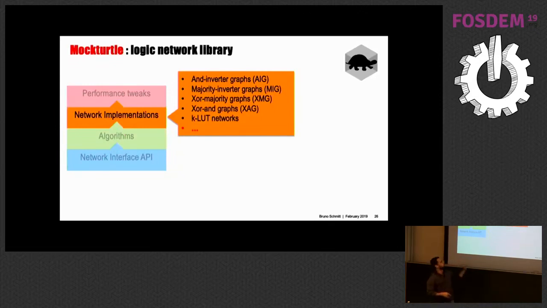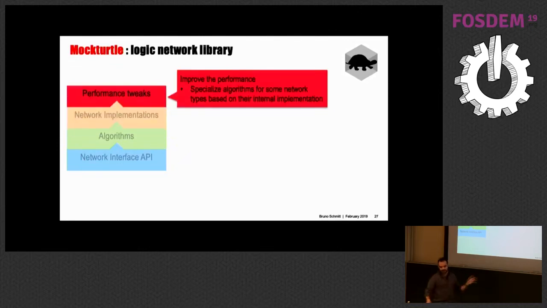So you might want to represent your logic as an inverter graph, a majority-inverter graph, maybe XOR-majority graphs, XOR-AND graphs, KLUT networks, or whatever kind of network implementation you want to implement yourself. And as long as you keep to our naming conventions, all the algorithms that we have implemented there for optimization and mapping should work. Lastly, we have this layer for performance tweaks, where you can specialize some algorithms to work better in some networks, and I will not go into details of this, and I'm not even sure if we are using this right now.